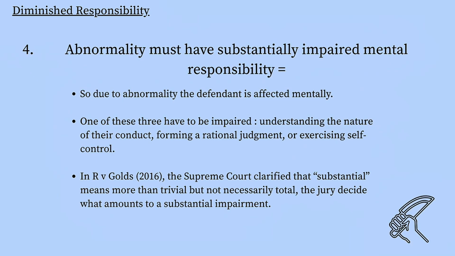Next is that abnormality must have substantially impaired mental responsibility. What this means is basically that the abnormality caused the defendant to not be able to think properly, causing them to be impaired mentally. And one of these 3 have to be impaired, and that's understanding the nature of their conduct, forming a rational judgment, or exercising self-control. This was seen in R v Golds. The Supreme Court clarified that substantial means more than trivial but not necessarily total.